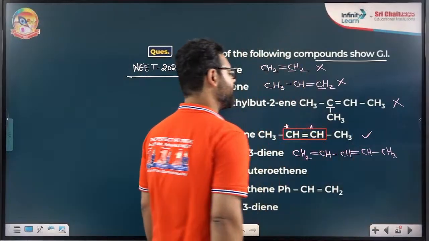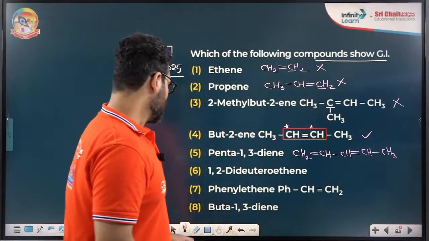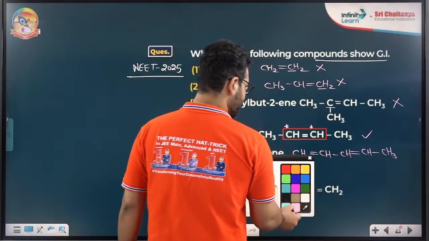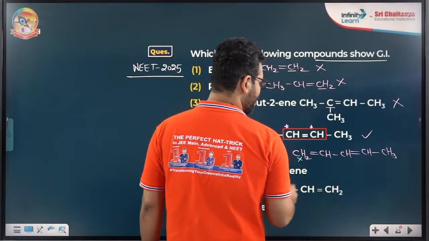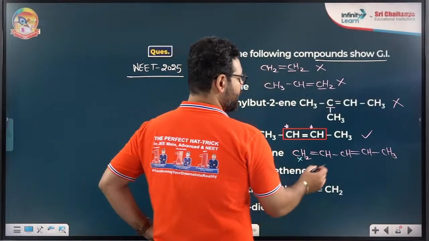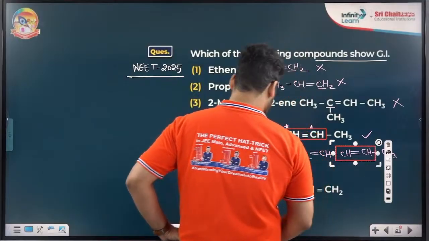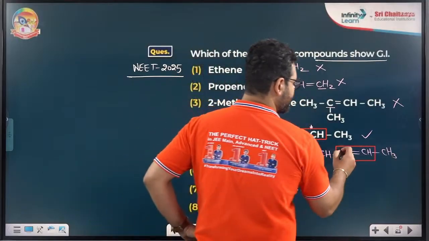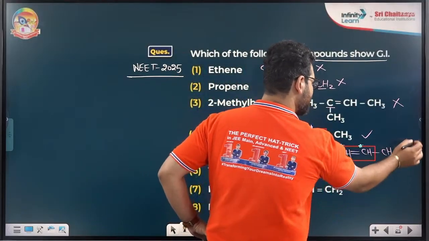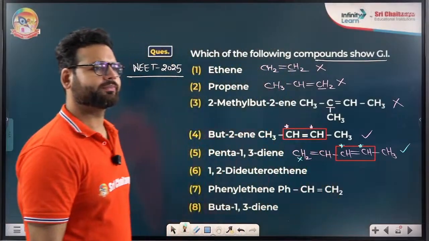This is penta-1,3-diene. So this side, though we cannot have isomerism, this double bond carbon can act like a stereocenter. So yes, this will also show geometrical isomerism.